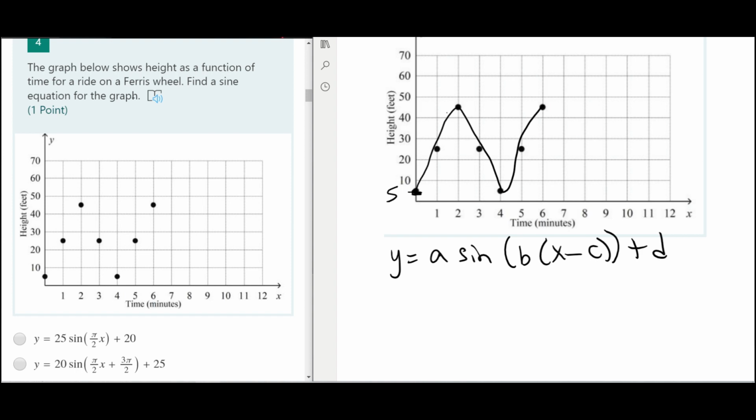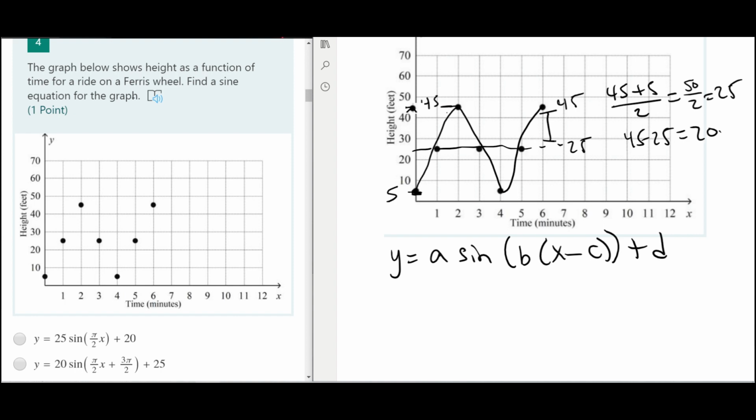Now we know that this maxes out at 45 feet based off of the y-axis right here. This is at 5 feet. So we have to figure out the average between 45 and 5. That's 50 divided by 2, which is 25. So the midline is at 25, which is right there. That makes sense. And then we figure out the amplitude. What's the distance between 25 and the maximum of 45? That's 45 minus 25, which is 20. So my amplitude is 20. That's my A.